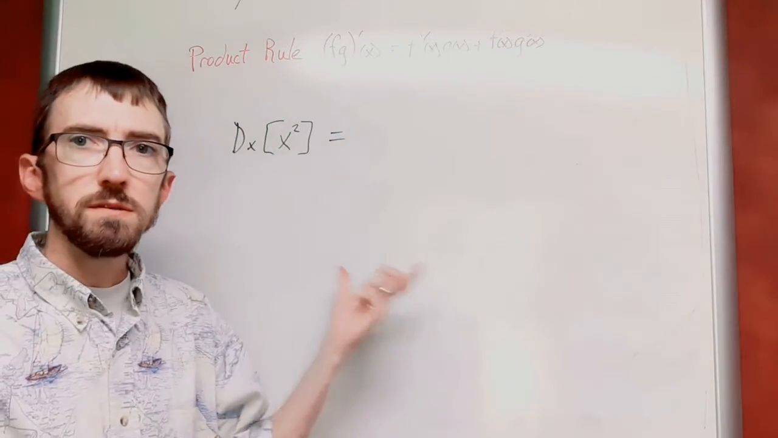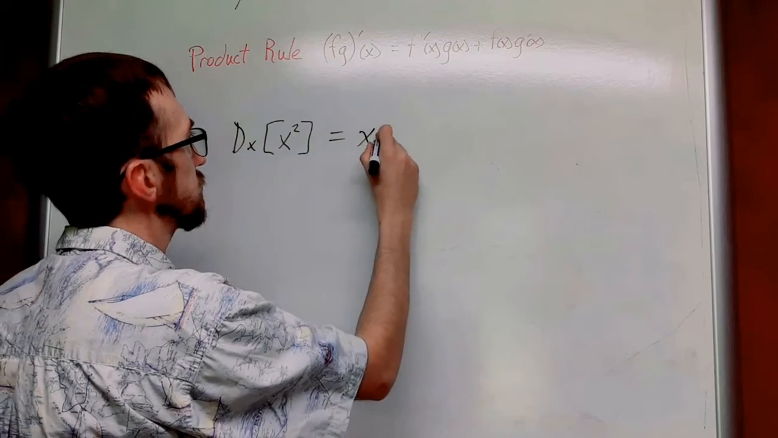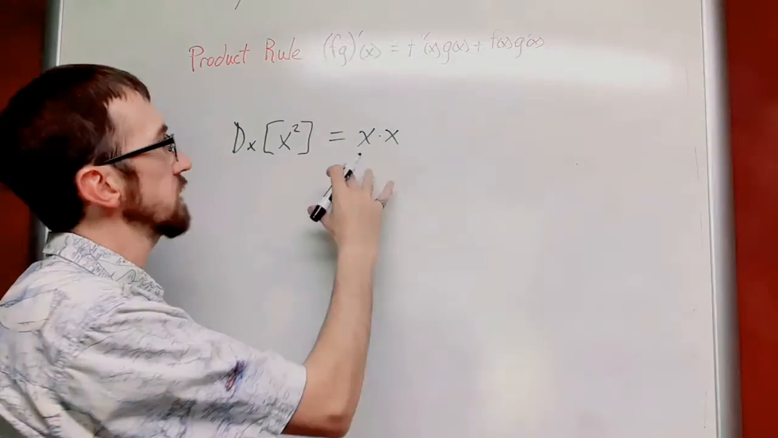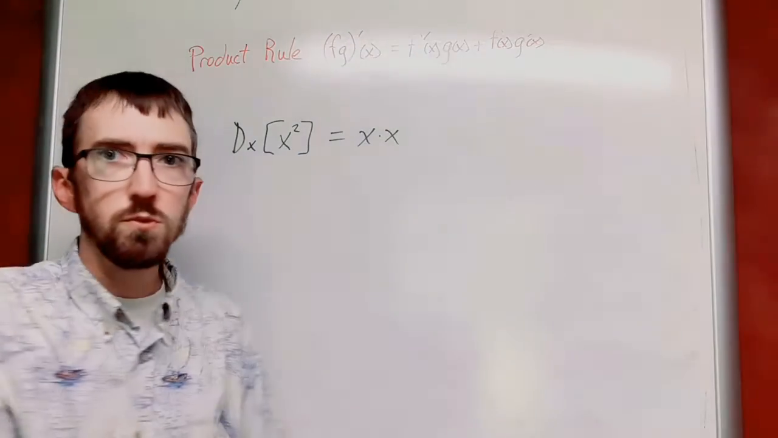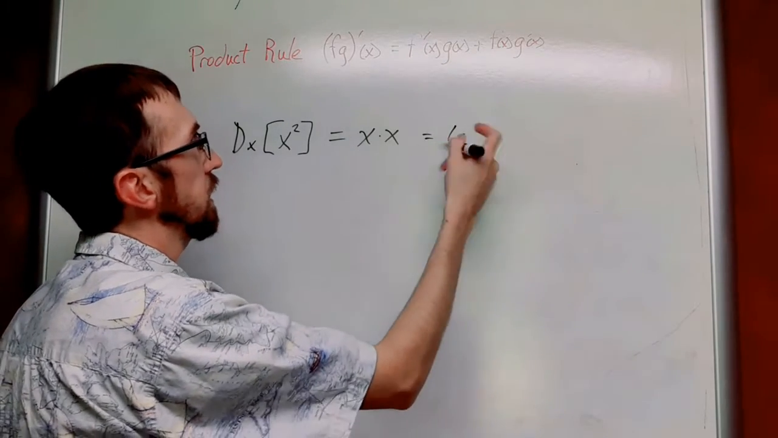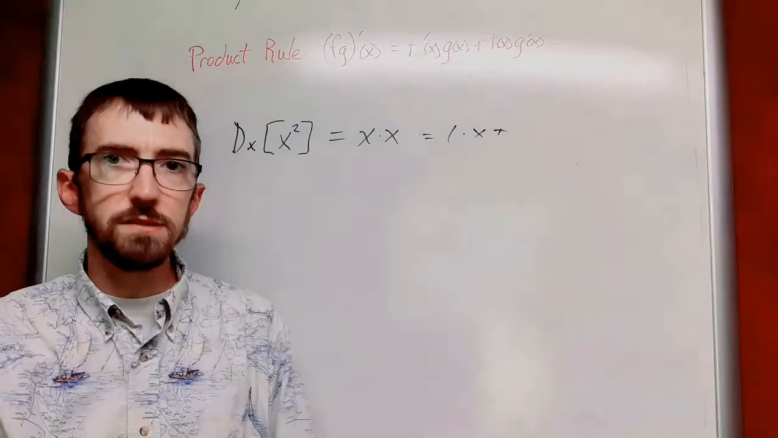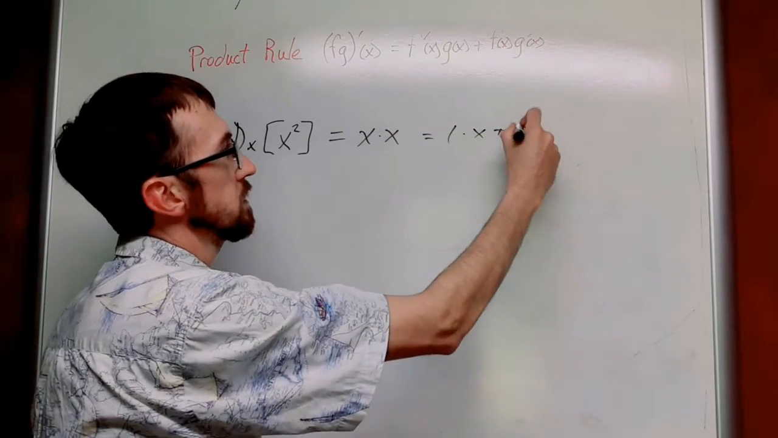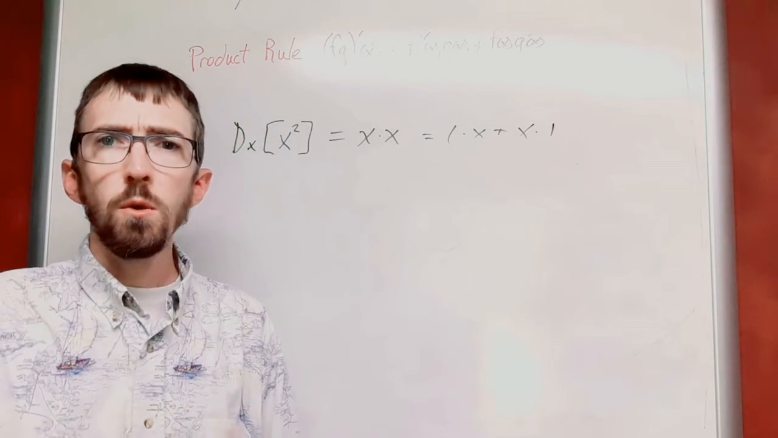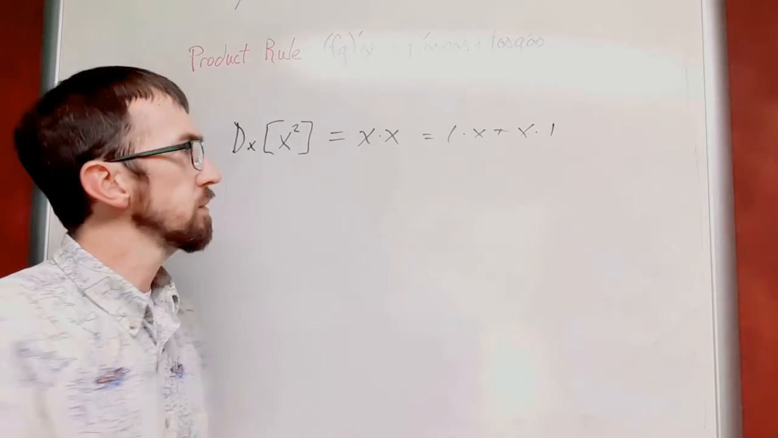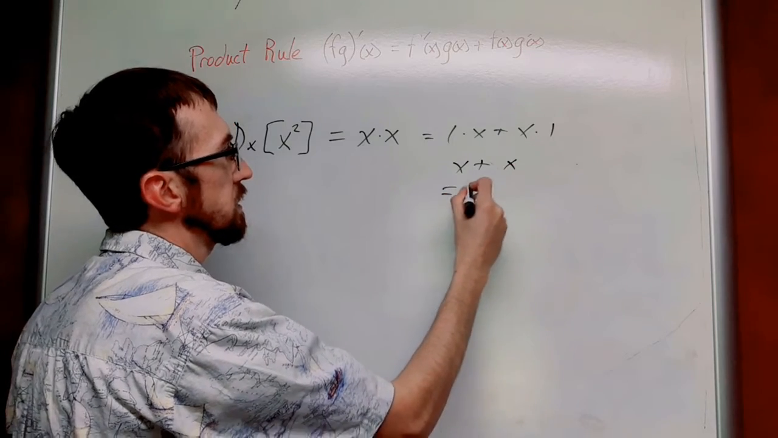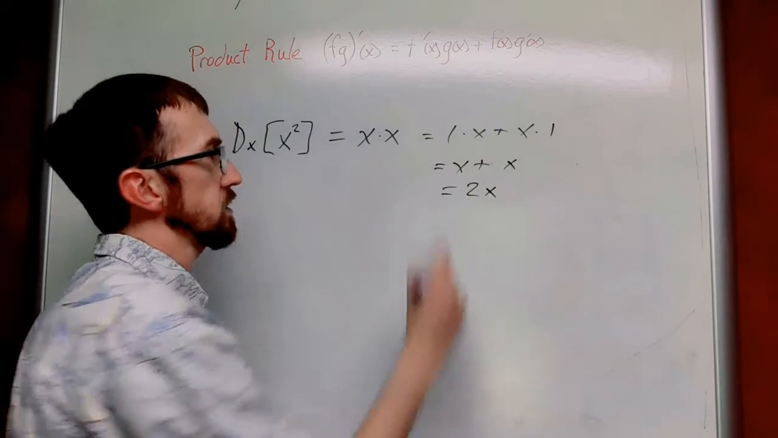I'm going to, by definition of exponents, break this down into x times x. And now I have two functions that I can use the product rule on. So I'm going to take the derivative of the first, multiply it by the second, and then add it to the first times the derivative of the second. Now I'm going to go through order of operations and simplify this. 1 times x is x, plus x times 1 is x, and x plus x is 2x.